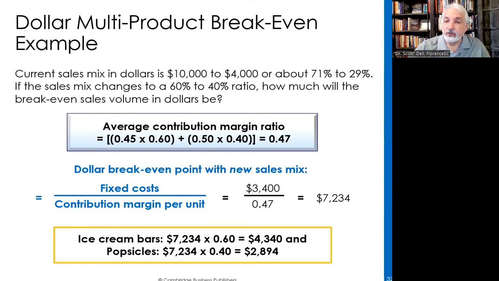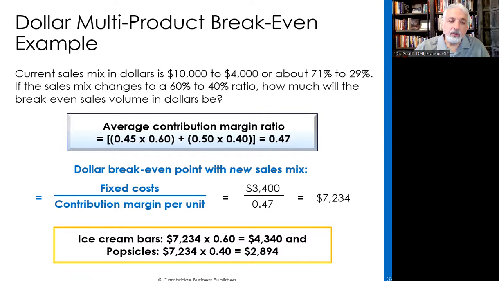That's looking at a different sales mix. And then if we change the sales mix, we have to go back and recalculate what the margins look like, come up with a new ratio, come up with a new calculation, multiply it out, and target what we need to sell for ice cream bars and for popsicles. And this is making me hungry.